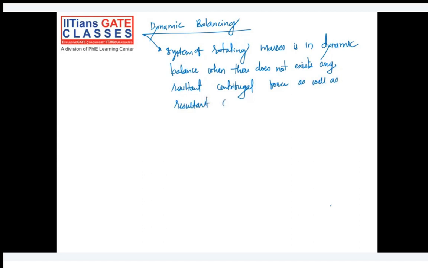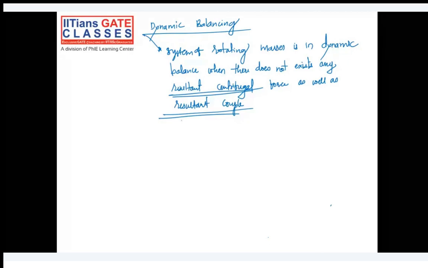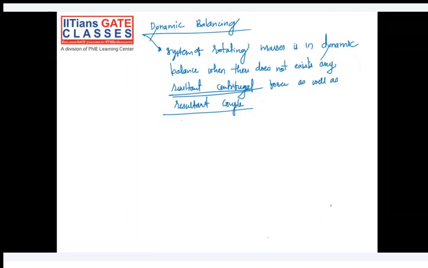Resultant centrifugal force we have already studied, and the resultant couple also we are bringing here. If the system is non-concurrent, then there is always a chance that a couple will generate, and to counter this torque or this couple in order to balance it, we must consider not only the load's point of view but also the moment's point of view.